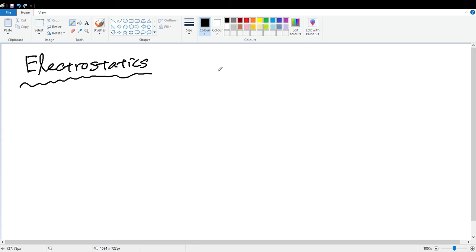Okay, so let's begin with our new chapter of electrostatics. This chapter is actually about electrics. So let's begin with the first subtopic, which is Coulomb's law. So what does Coulomb's law actually state?